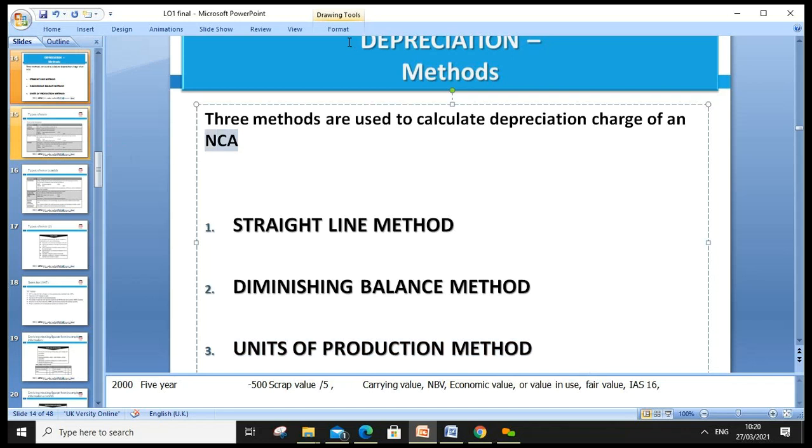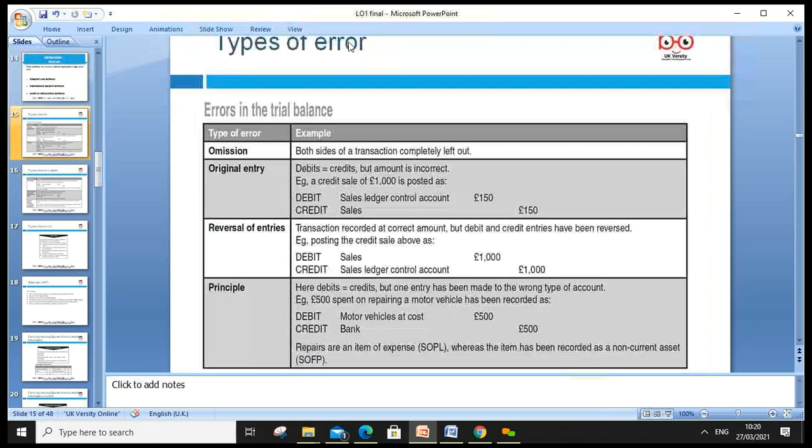NCA is called non-current asset. Non-current asset means the asset which we can use for more than a year, like property, plant, equipment, and we have a separate register. If you're using Sage, under Sage you can also create a non-current asset register, and you can look around as well.